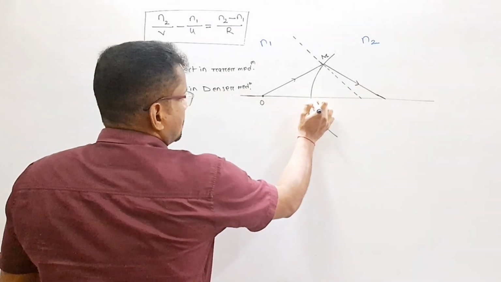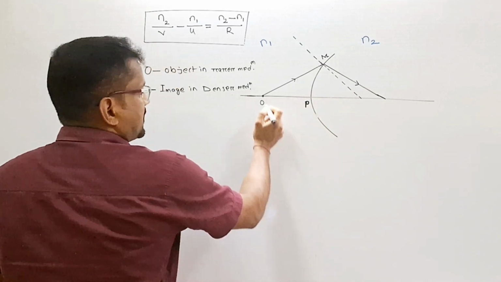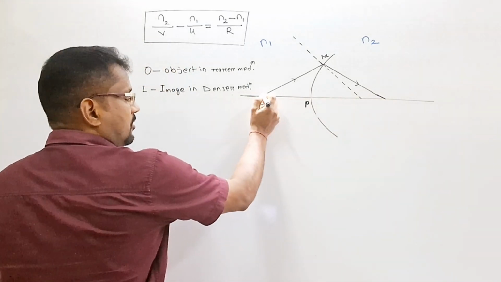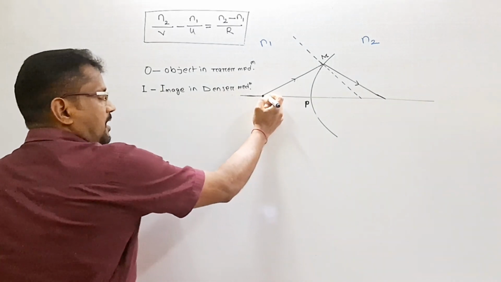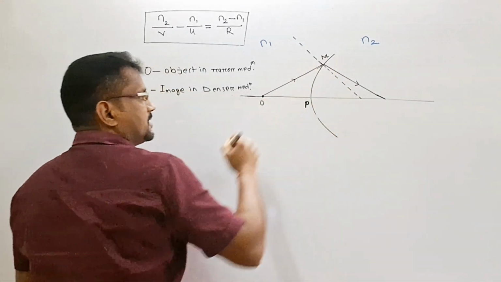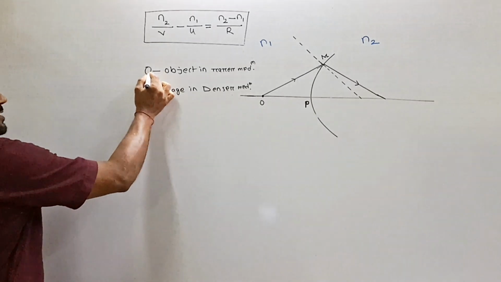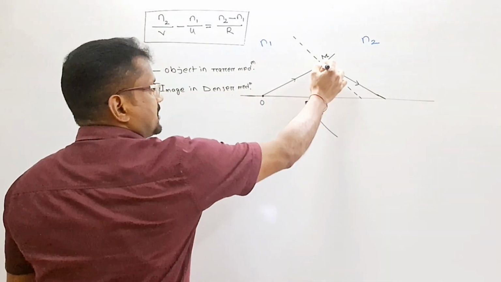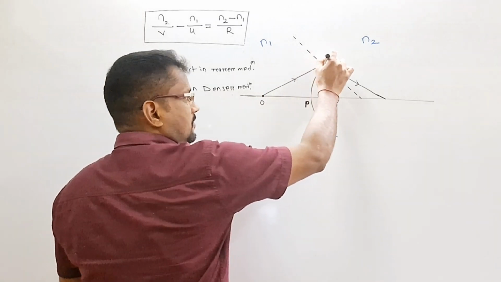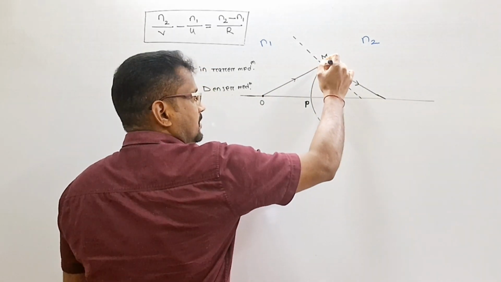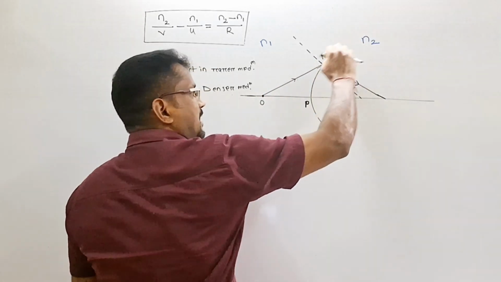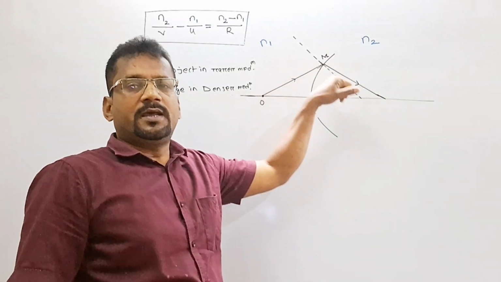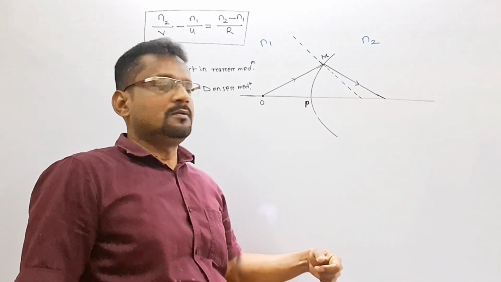Say this is the pole, and this is the principal axis. Then some object let us consider here, and OM is an incident ray. Here O is an object in the rarer medium, and OM is an incident ray. When it enters this medium, it was supposed to go this way, but as it's entering the denser medium, it bends towards the normal.